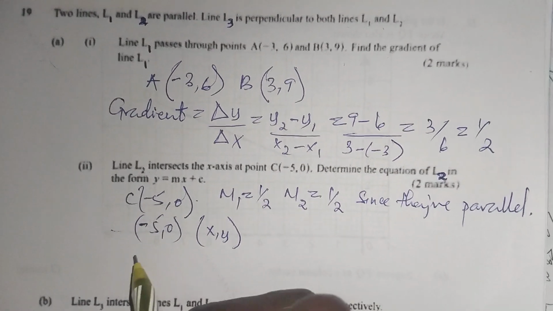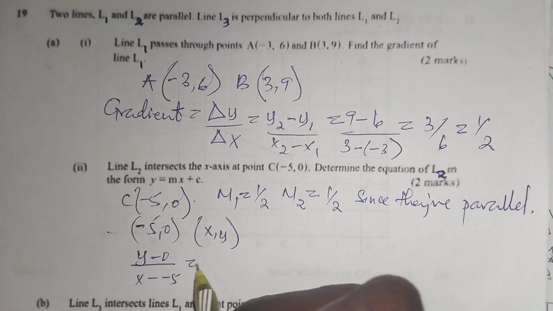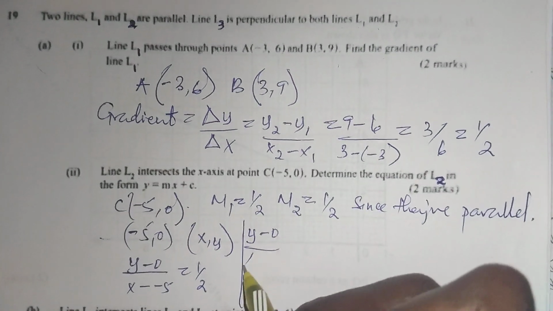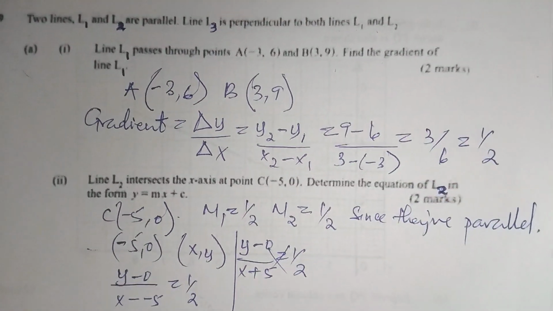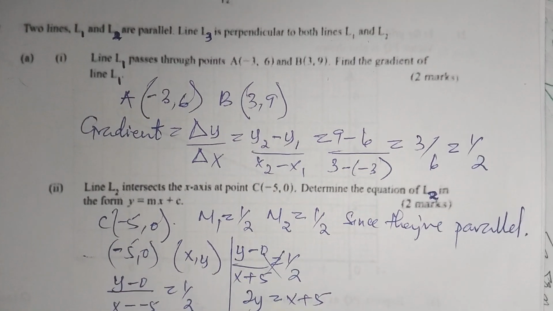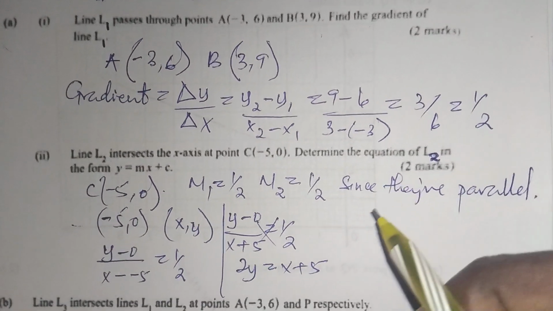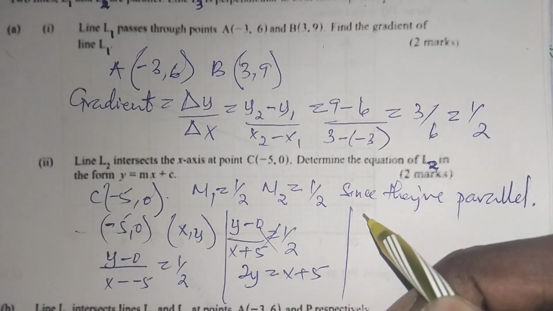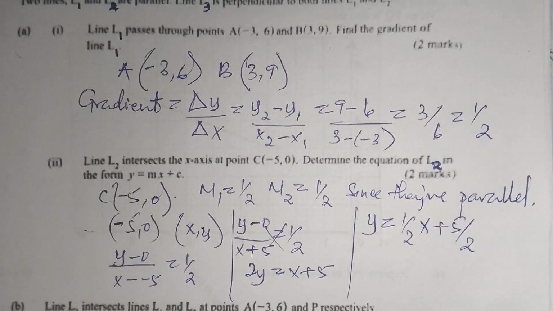So change in y, we have y minus 0. Change in x, x minus (-5), is equal to a half. This one will give us y minus 0 over x plus 5 is equal to a half. Cross multiply. We shall have 2y is equal to x plus 5. So they want the equation in the form y equals mx plus c. So divide by 2 across each term. We have y is equal to half x plus 5 over 2.